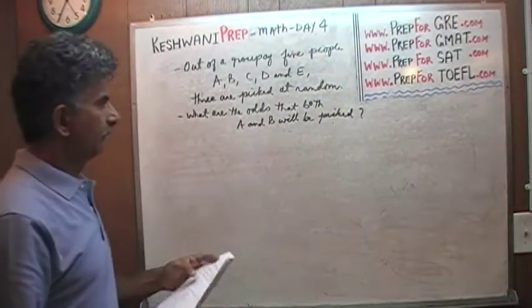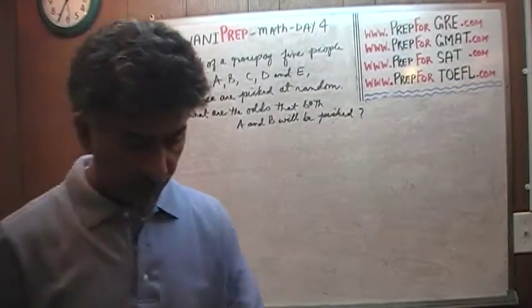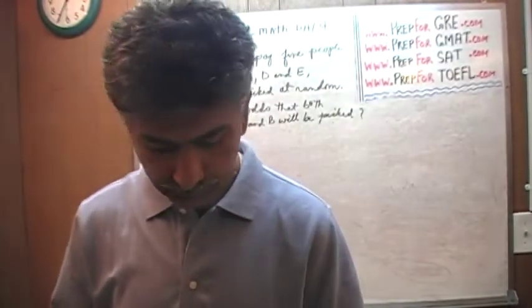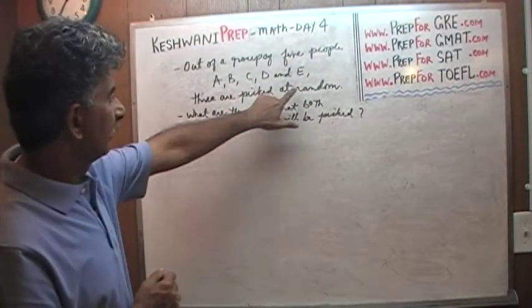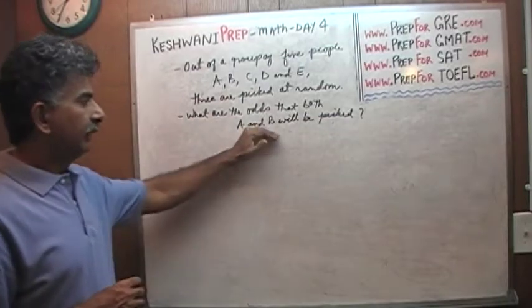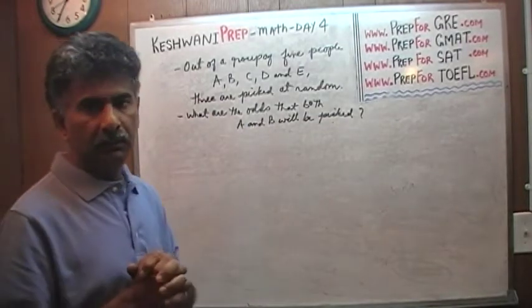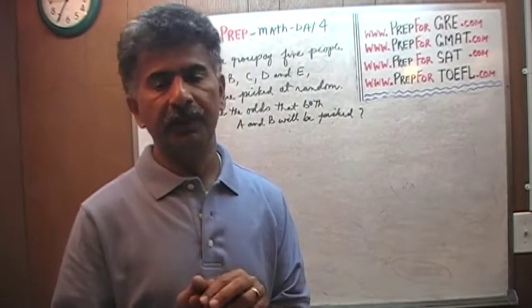I'm going to read one more time to you. We have 5 people in a group, A, B, C, D, E. We're going to pick 3 people at random out of those 5. The question simply is, what are the odds that both A and B will be picked out of the group of 5 people if we were to pick 3?